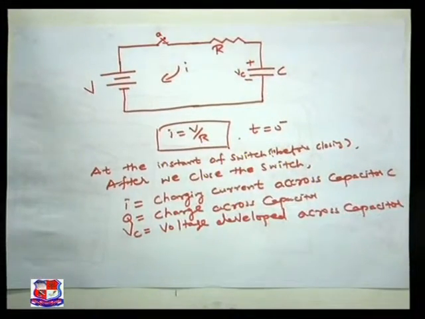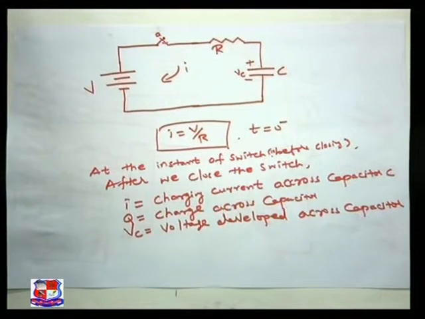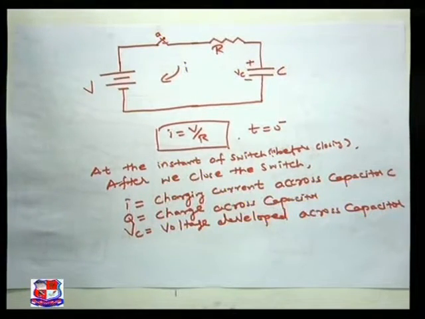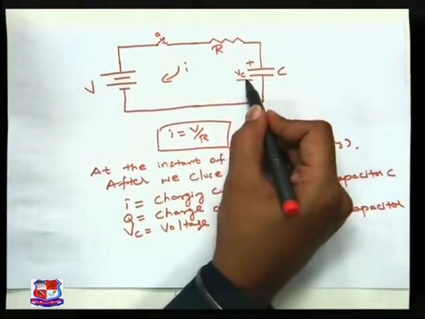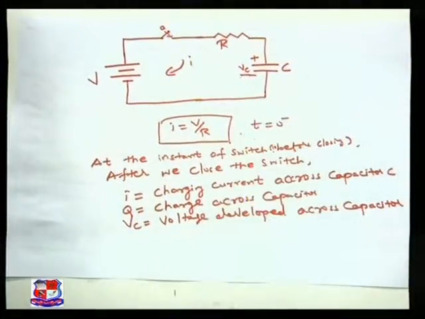right. So first of all you should draw this diagram, and what we have to do is find the voltage across the capacitor. So we have to find the expression for VC, this is the expression that we need, right.